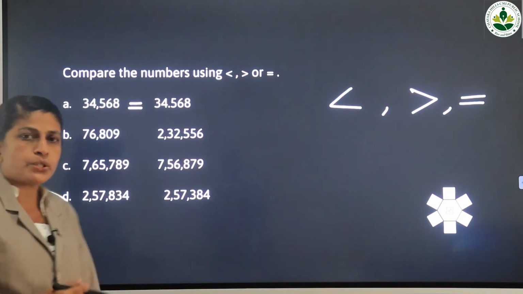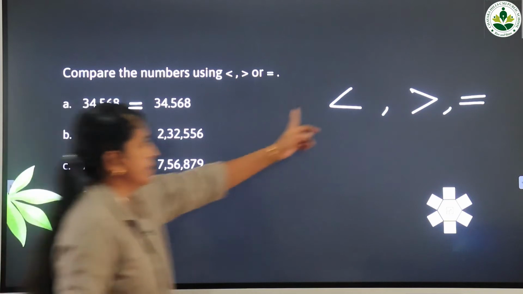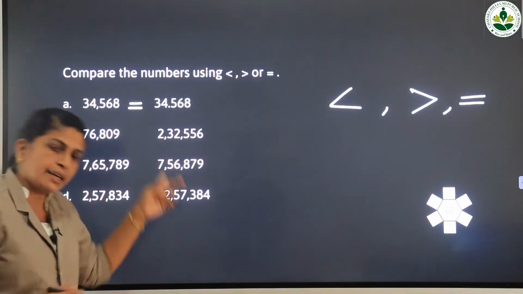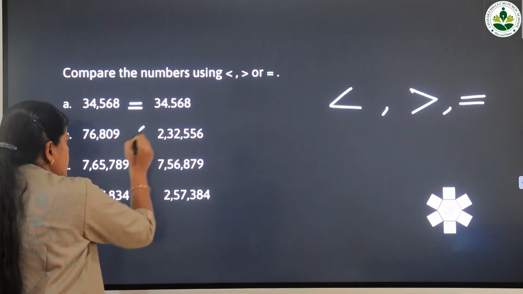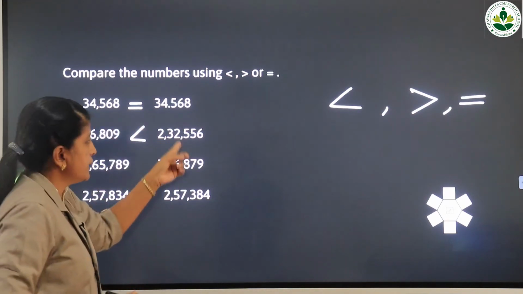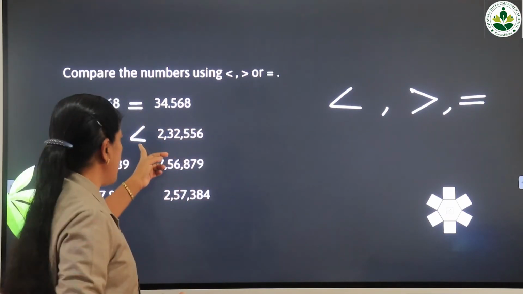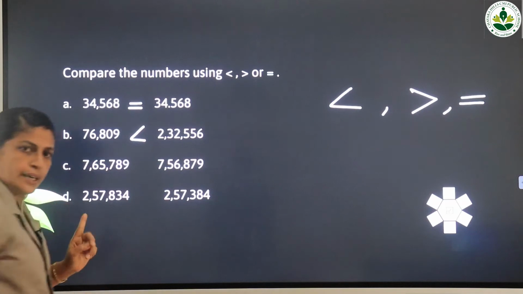Then what symbol should we put? Less than or greater than, this symbol or this symbol? Yes, this. 76,809 is less than 2,32,556. Okay, less than.